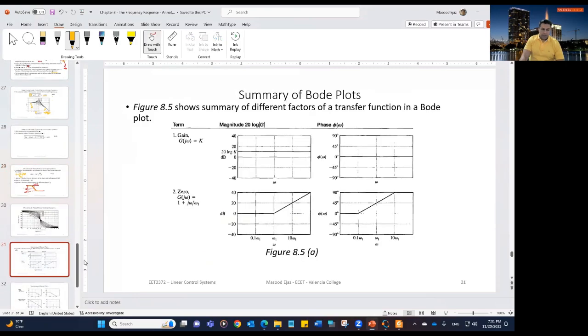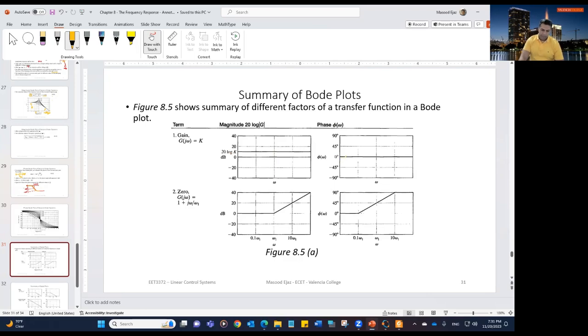So to summarize all the Bode plots, if you have a gain, then you have a constant value over all values of omega, and the phase is going to be 0. If the gain value is negative, then the magnitude will still be a constant value, but the phase is going to be 180 degrees.